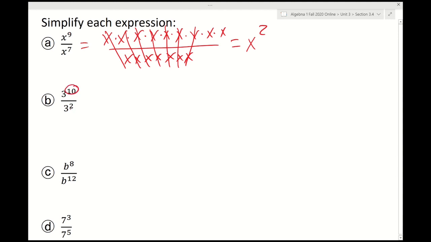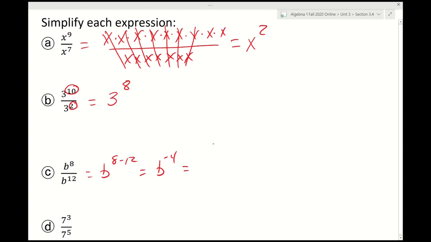If we use that same idea here, 3 to the 10th divided by 2 to the 10th, 10 minus 2 is 8, gives me 3 to the 8th. If I do the same thing here, I get b to the 8th divided by b to the 12th. Well, 8 minus 12 is a negative 4.